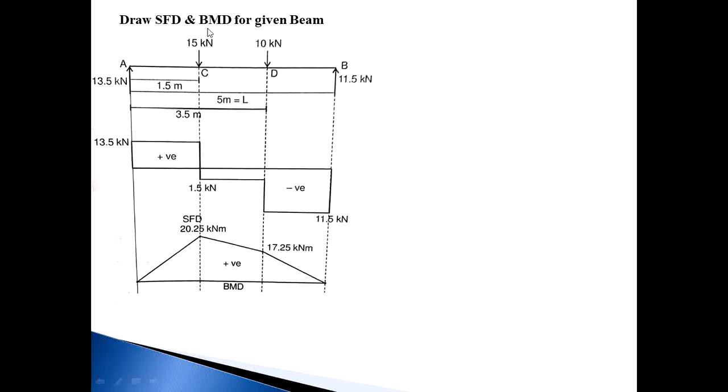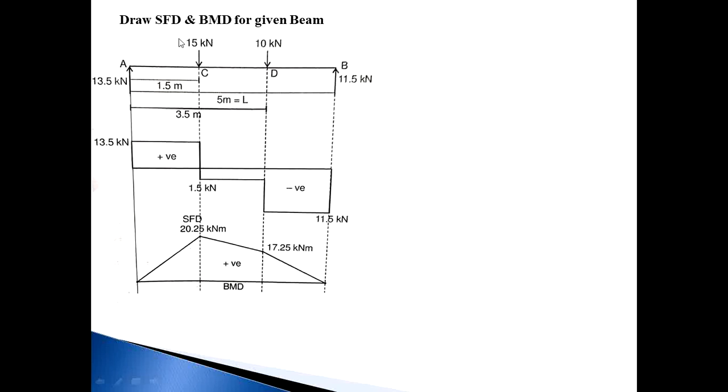Draw the SFD and BMD for the given beam. A simply supported beam having 2 point loads. A and B are the supports, and C and D are the point loads: at point C 15 kN and at point D 10 kN. The distance AC is 1.5 meter, AD is 3.5 meter, and AB, the span of the beam, is 5 meter. So let us see how to draw the SFD and BMD.